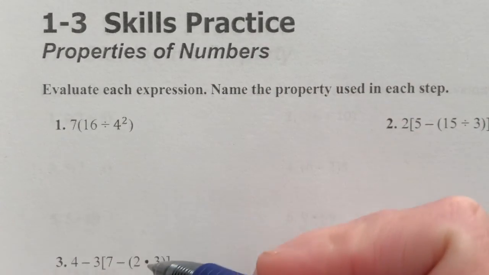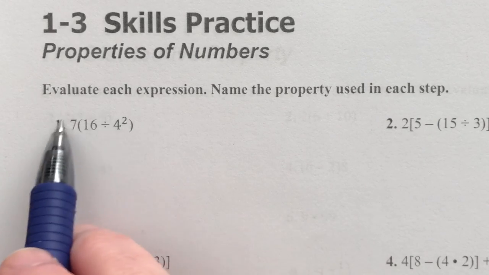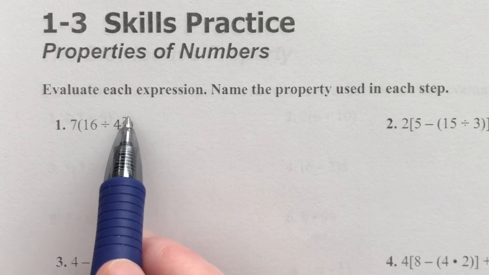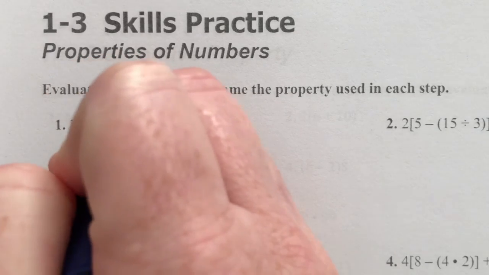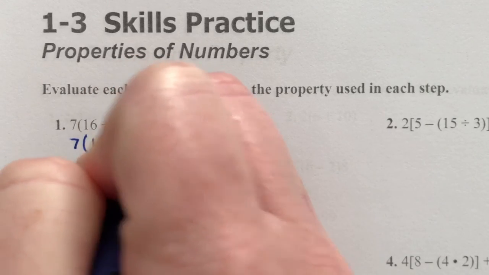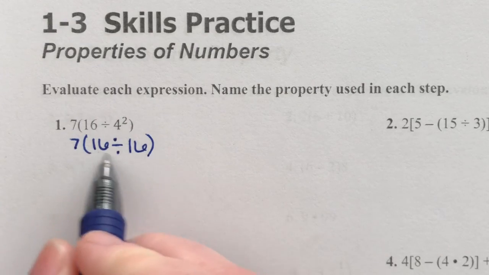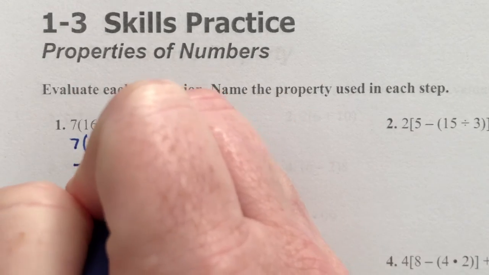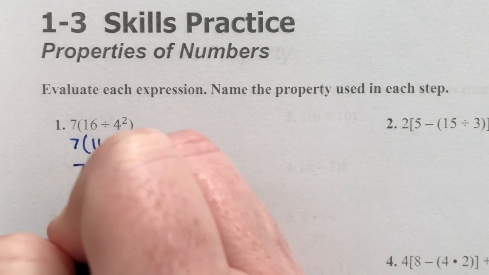I'm going to solve it step by step first and then go back and write the property in each step. So here's the first part. Order of operations says I have to do what's inside parentheses, and then I have to fix the exponents. So I'm going to have 7 times 16 divided by 16. The next step, I still have to simplify what's inside parentheses. So that's 7 times 16 divided by 16 is 1. And then lastly, 7 times 1 is 7.